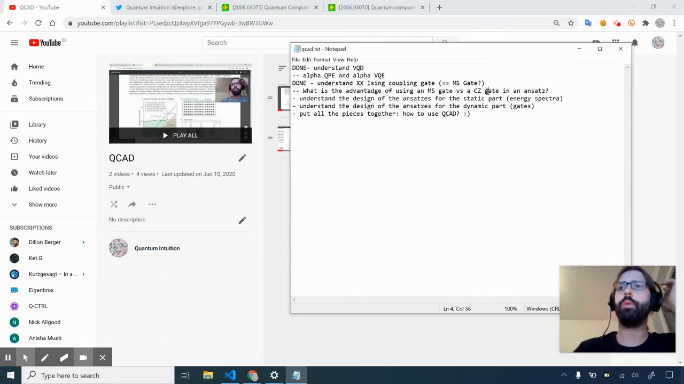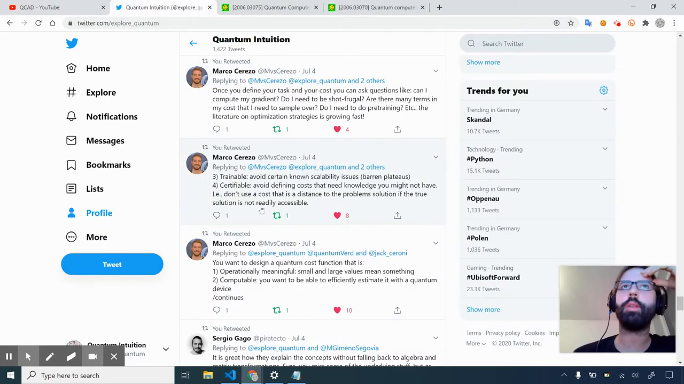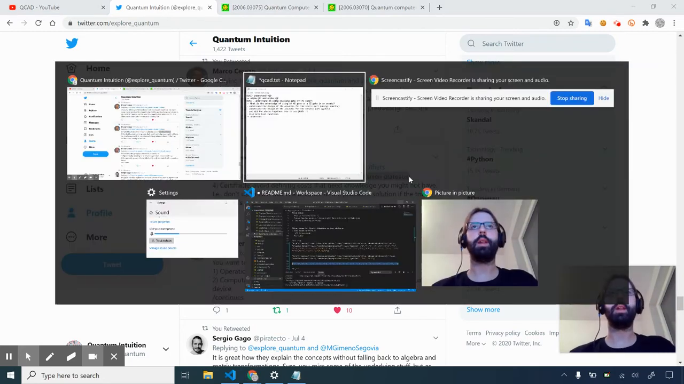And I wanted to add something, because I also want to dive into cost functions a bit more, and concretely understand, are they called Barren Plateaus? So I was taking a look. I came back to the reply by Marco, where he talks through the stuff that you have to keep in mind when you design a cost function, and one is it's got to be trainable, so you got to make sure that you can avoid certain known scalability issues like Barren plateaus. So I want to Google that. I mean, I don't know if I'm just going to do that.